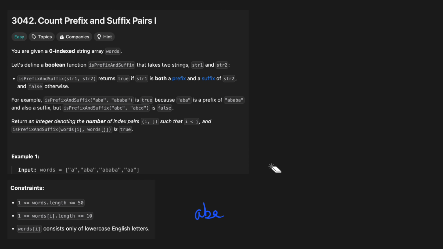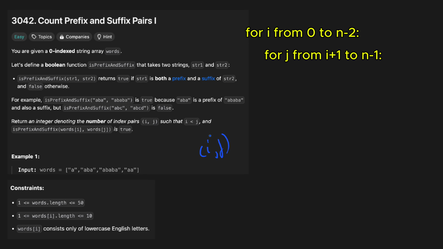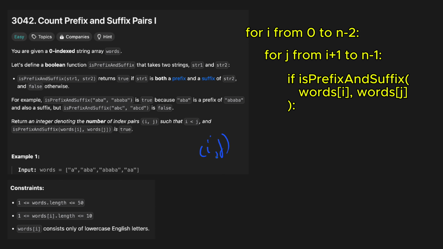Now in terms of solution, one of the naive approaches can be what we did in the example walkthrough. That is, we run a nested loop and iterate through every possible pair i, j where i is less than j. That is, i ranges from 0 to n-2 and j ranges from i plus 1 to n-1. And then we check if the word at ith index, that is the word on the left, is both a prefix and suffix of word j, that is the word on the right, using the isPrefixAndSuffix function.